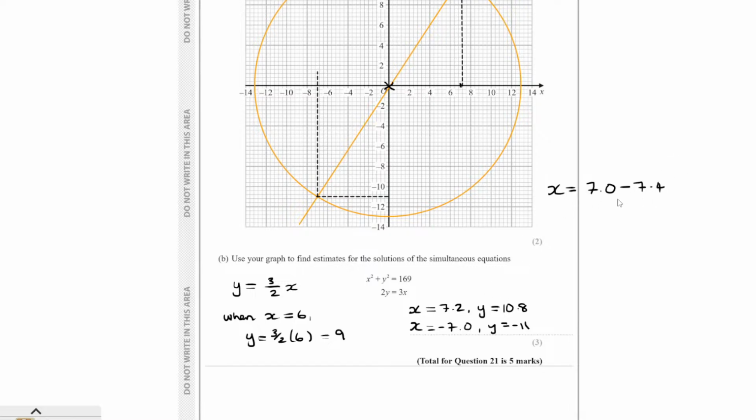As long as you get between 7 and 7.4, and the negative version of that, so negative 7, negative 7.4, that's fine. And y was between 10.6 and 11. Again, positive, negative. I think the actual answer is technically 10.8 and negative 10.8. As long as you get somewhere between those ranges, you'll get all the marks.